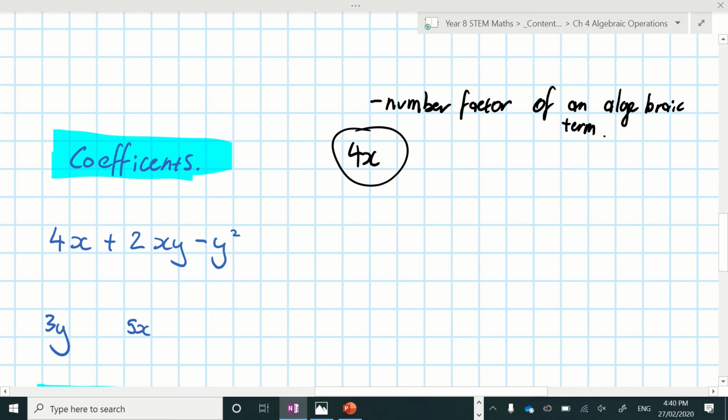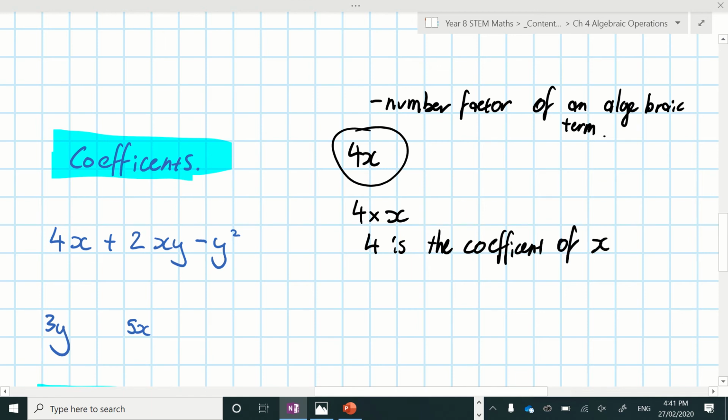So if we look at this, a factor is another word for multiplying. So 4 is actually multiplying x in this equation. It can be written in the longhand version like this. So this means that 4 is the coefficient of x in this scenario.